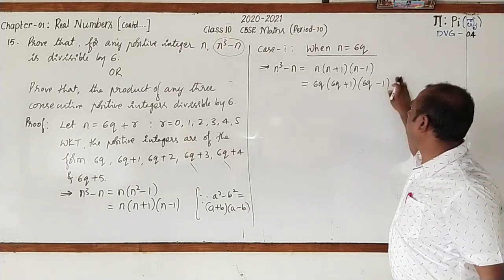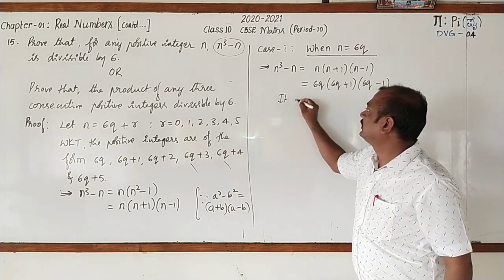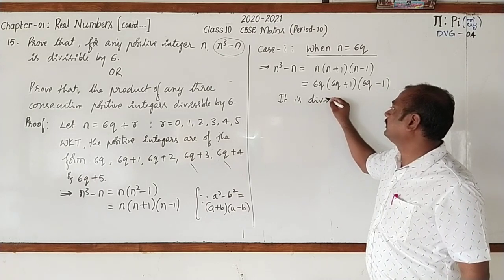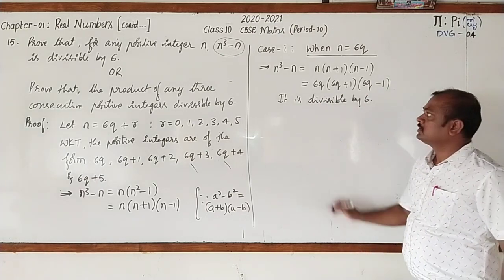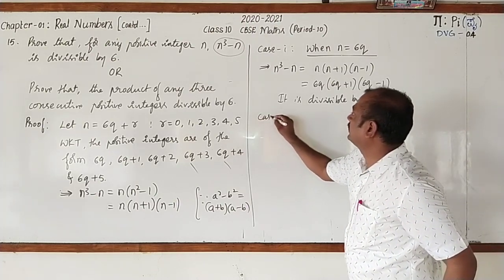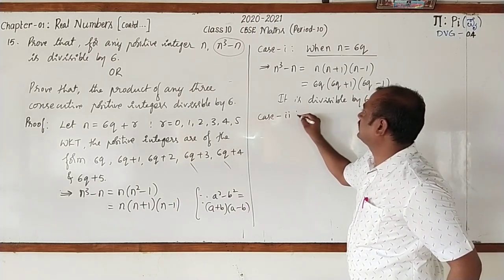So we can write here, it is divisible by 6. Similarly, you may go for another case, the second case.